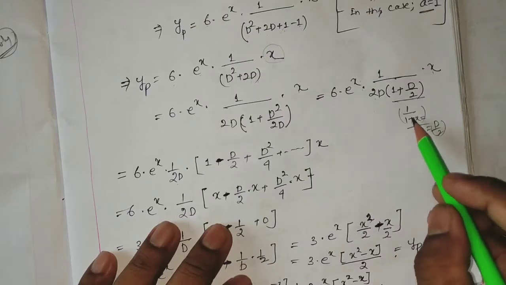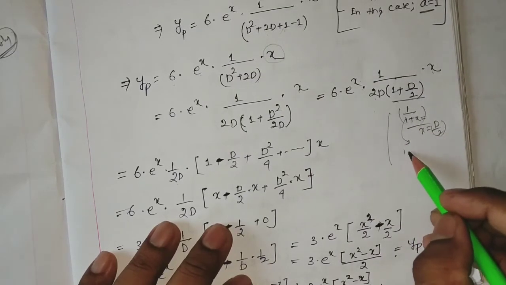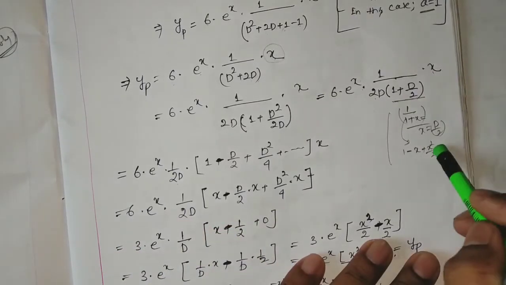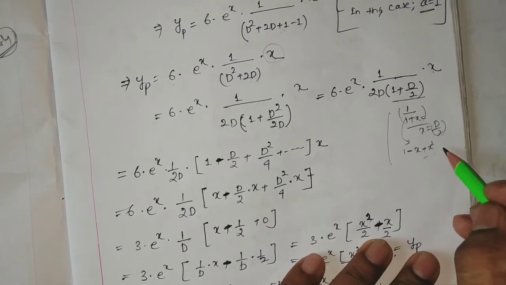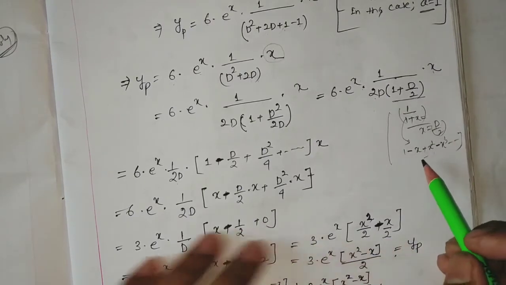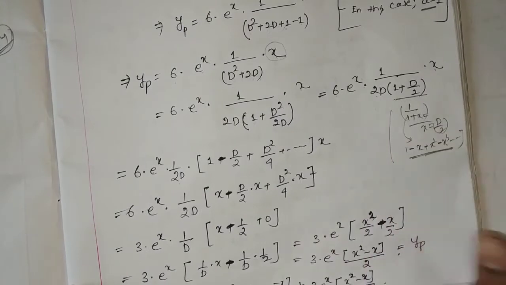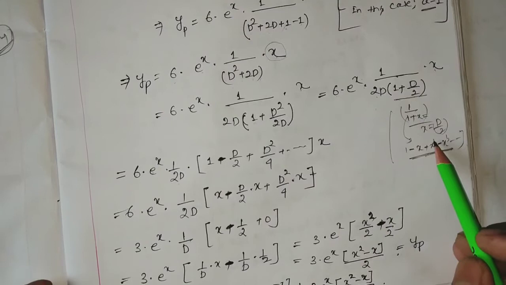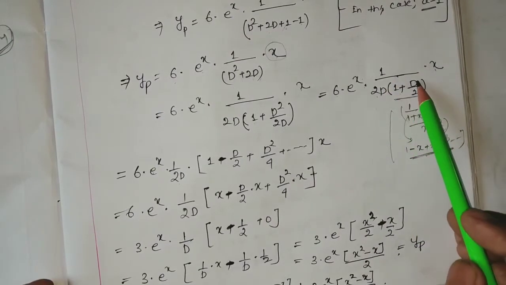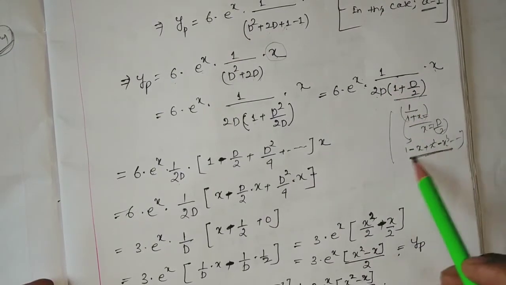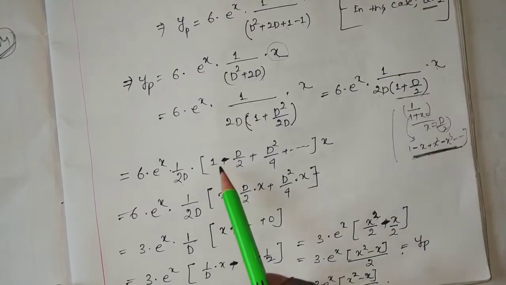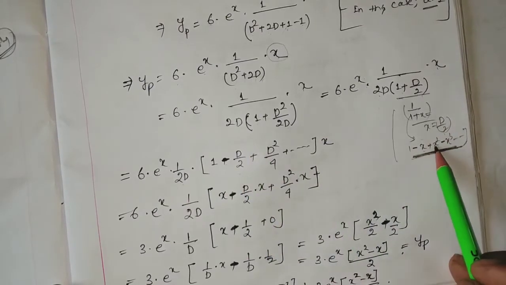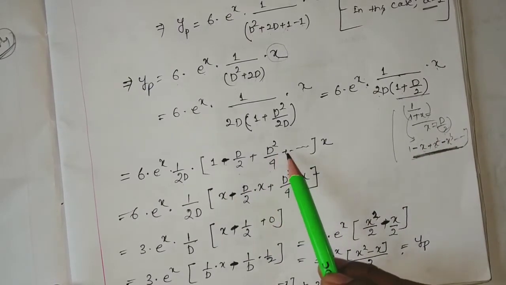So 1 by 1 plus x is nothing but 1 minus x plus x square, sorry, plus x square minus x cube, like this. So this expansion we are going to use. That means Taylor series about origin, or you can say the so-called binomial expansion. So here 1 by 1 plus d by 2 will be written in this form: 1 minus, instead of x what we have to write? d by 2, then x square, that means d square by 4, and so on, into x.